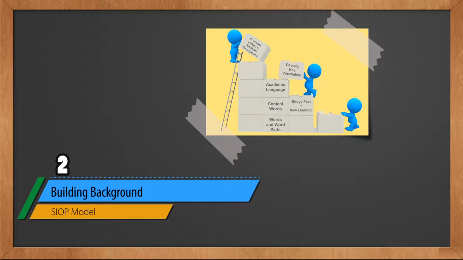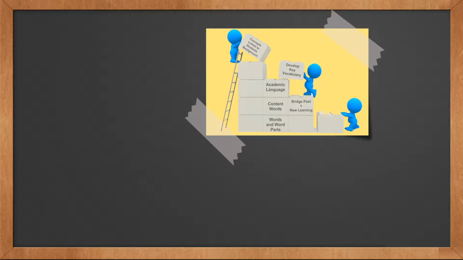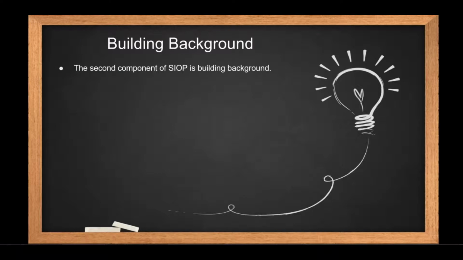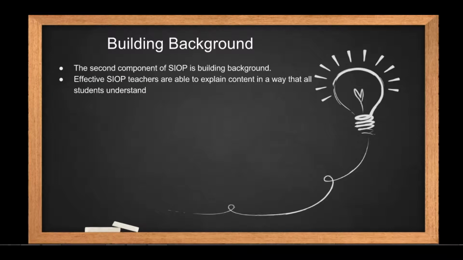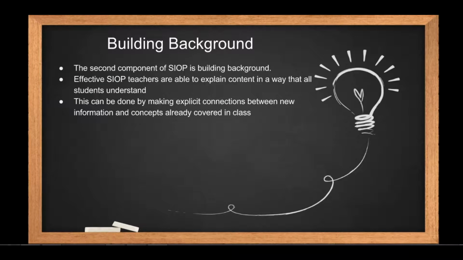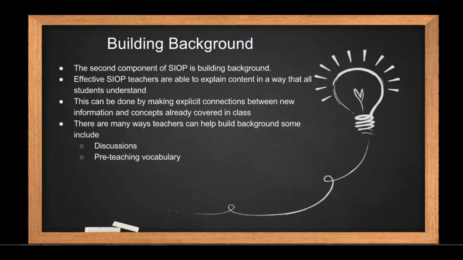The second component of SIOP is building background. Effective SIOP teachers are able to explain content in a way that all students understand, regardless of language development needs or gaps in education. This can be done by making explicit connections between new information and concepts already covered in class or from students' own experiences. When teachers help students make those connections, it ensures that all students are prepared to learn the new content.